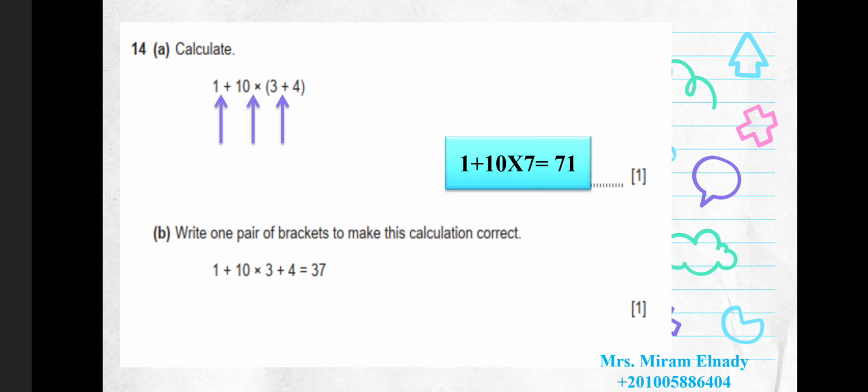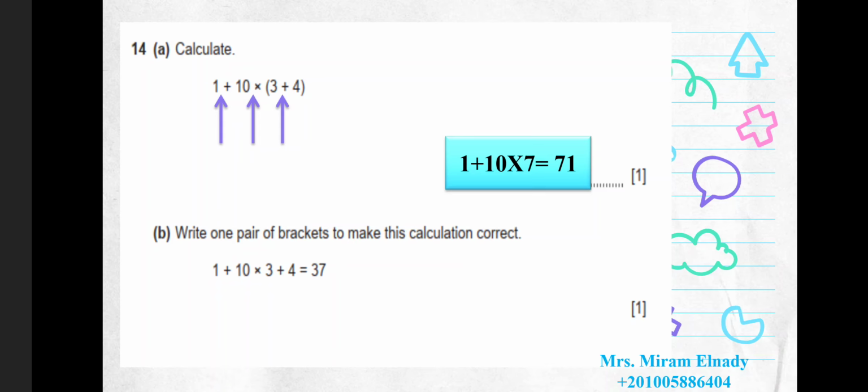Okay. Which place should I put the brackets so the answer is correct? Directly, I would think about 10 times 3. 10 times 3, 30, plus 4, 34, plus 1, 35. Oh, this is not the correct answer. I have to think again.